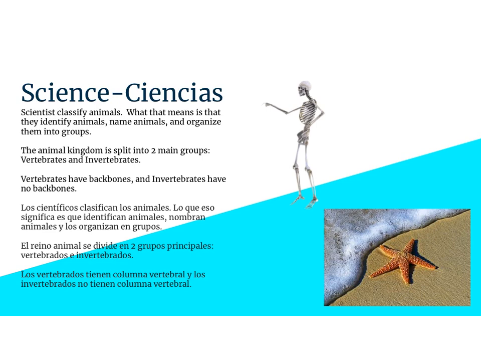So scientists classify animals, and what that means is that they identify animals, then they name them, and they organize them into groups. The animal kingdom is split into two main groups: vertebrates and invertebrates. A vertebrate is a type of animal that has a backbone, and an invertebrate is an animal that has no backbone. So I have some examples here. We as humans are vertebrates. A starfish would be an example of an invertebrate. They have no backbone.